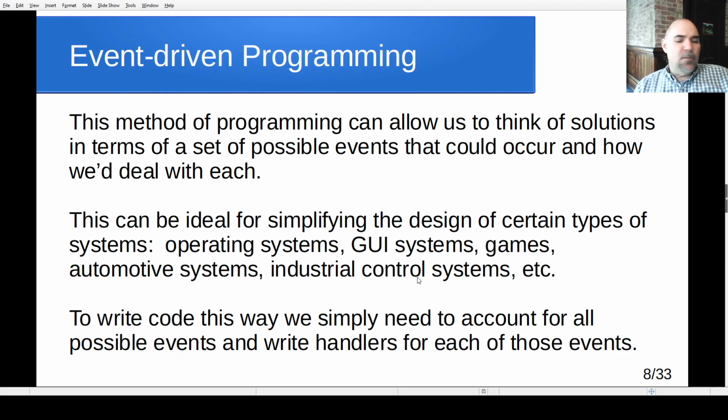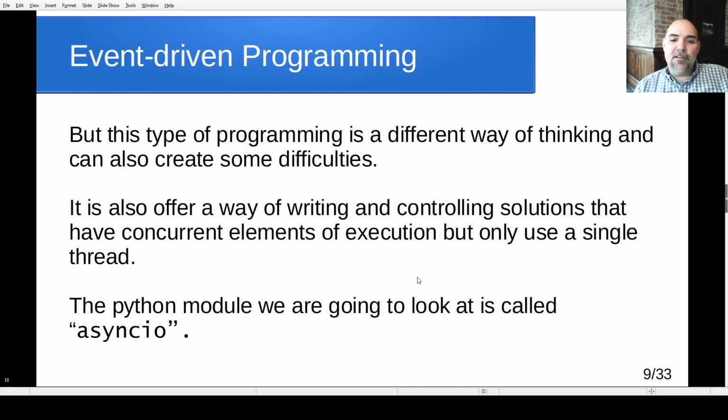And it can, in some ways, be easier to think about those problems than a program flow, per se. So to write code, we need to account for all the possible events that can happen, and then write some sort of event handler for each of those events. Now, that kind of different way of thinking about programming can create some problems, a lot like concurrency. And also this event-driven programming can offer a way of writing and controlling programs that have concurrent elements of execution. But notice that in this case, it's all done with a single thread.